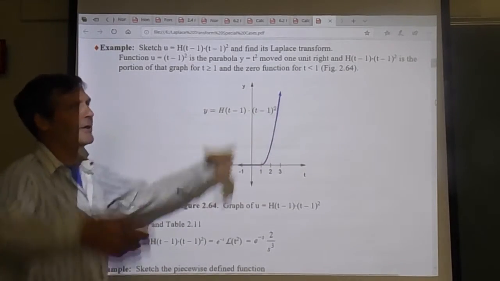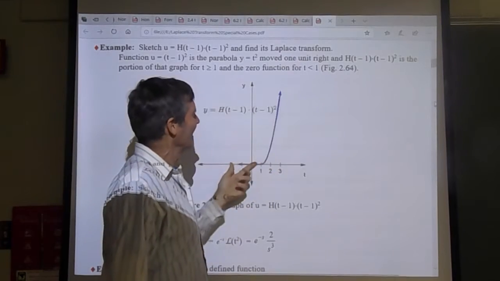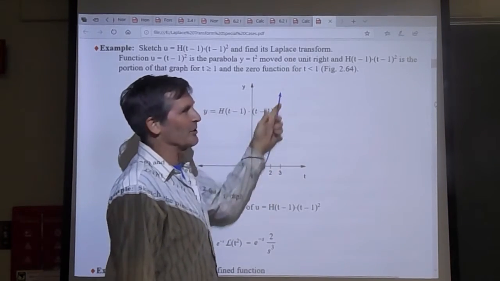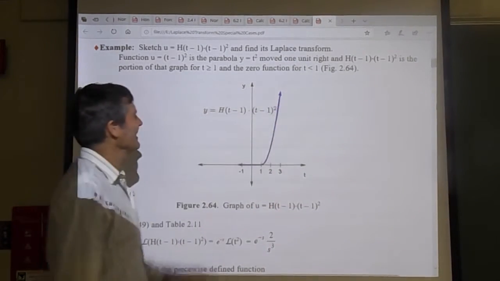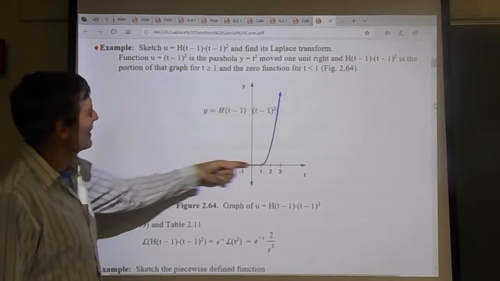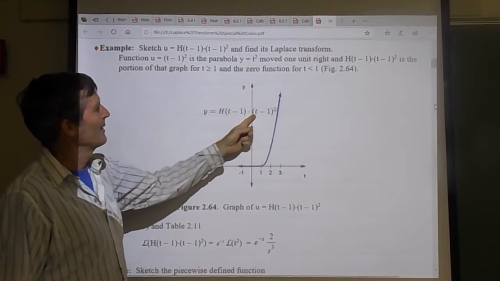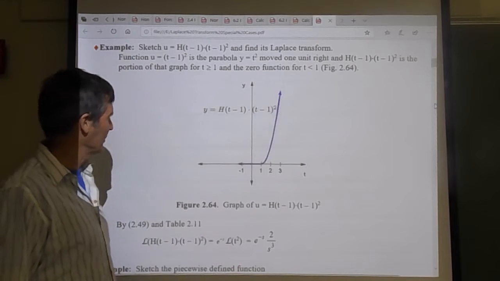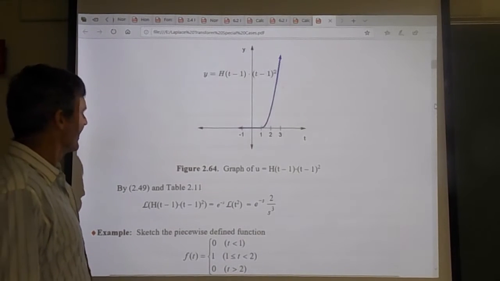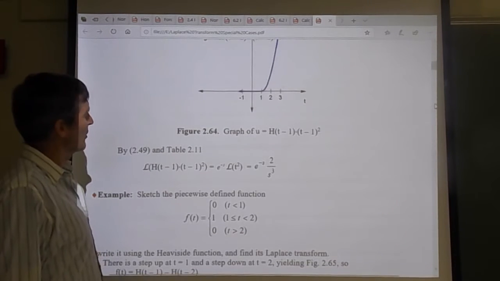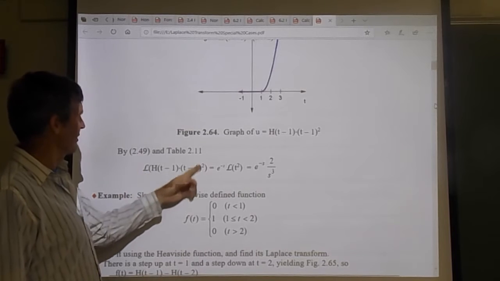This is part of the art, to be able to figure out what is this function that I tried to draw here. It's this one. Make it 0 out here with the step function, and then make it the parabola by shifting the usual equation. All right. So there's the graph, and there's the function. Now, what's its Laplace transform?